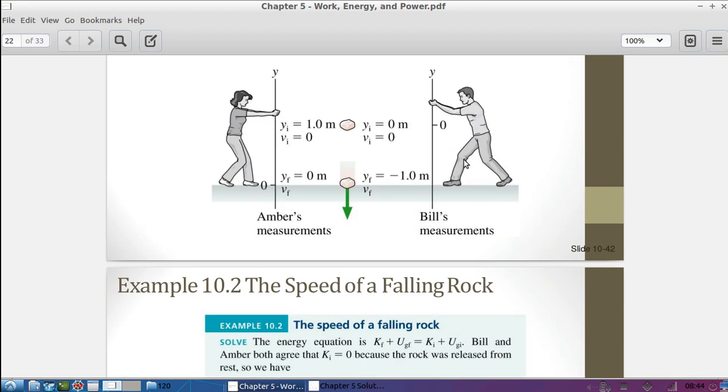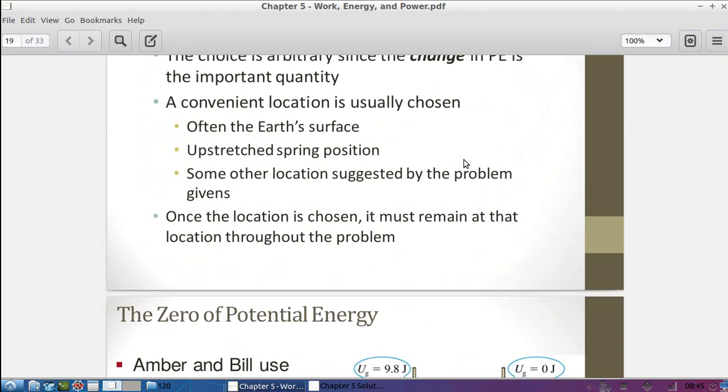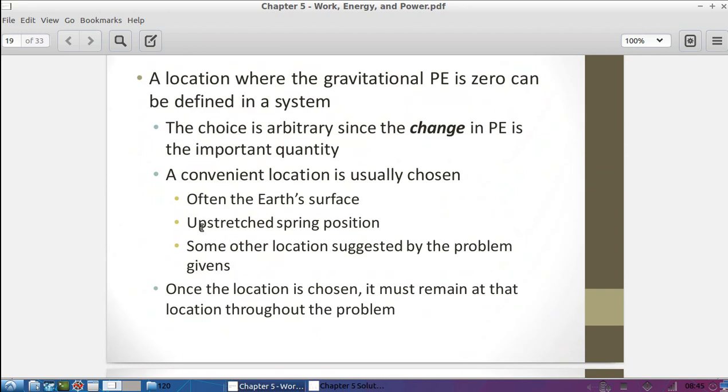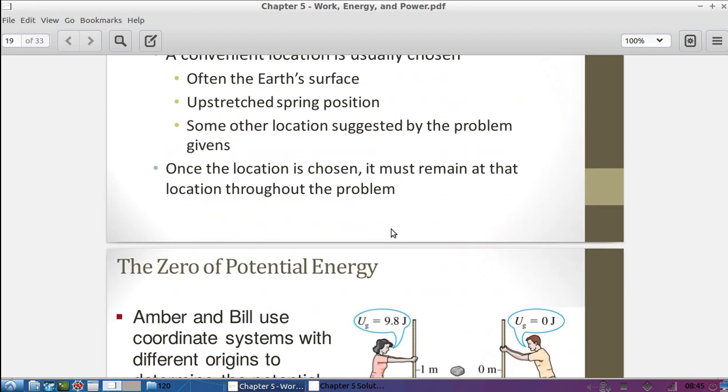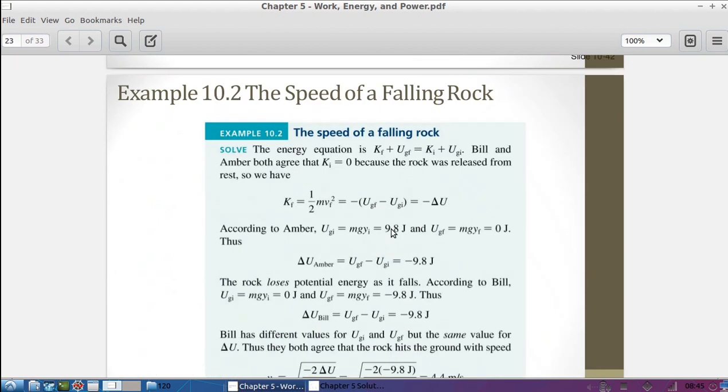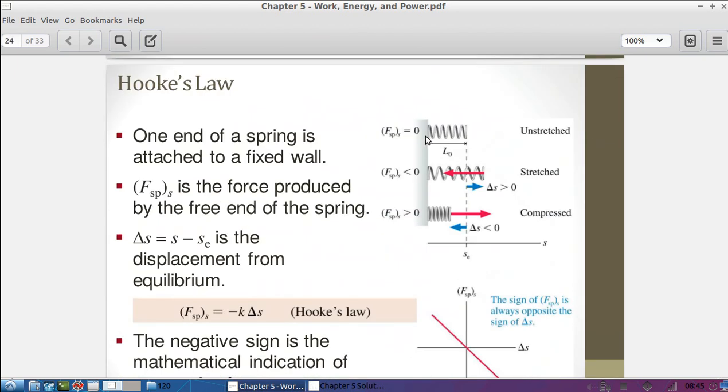If I go back, I talked about it a couple minutes ago. My typo here: unstretched spring position. I'm going to say the energy of this system is 0 right now. This is x equals 0. This is what we call the equilibrium position. Nothing is pushing on this. Nothing is pulling on it. It's in equilibrium.